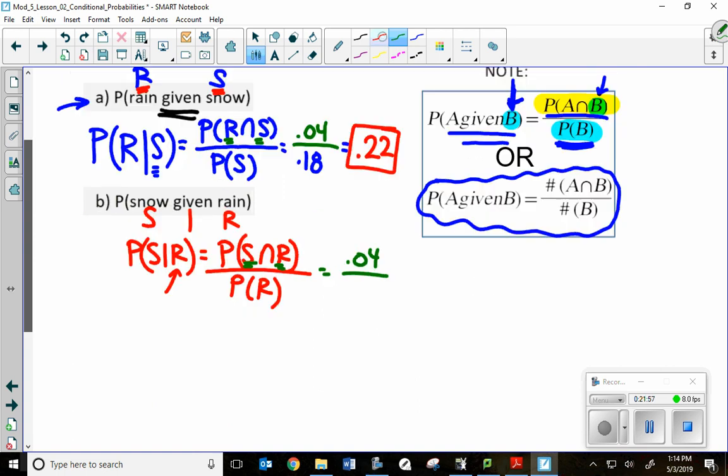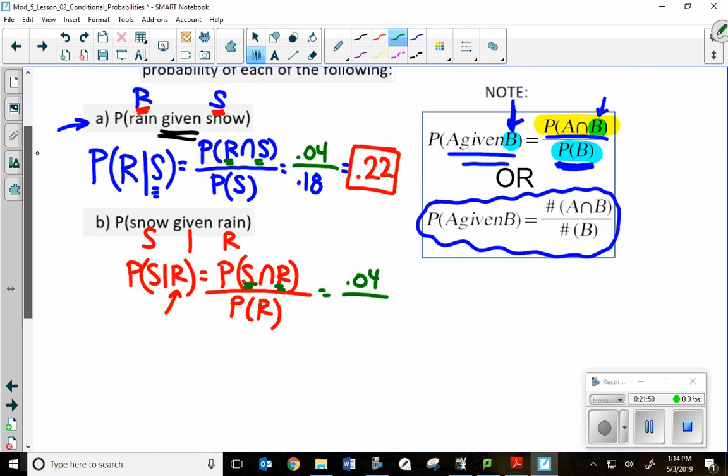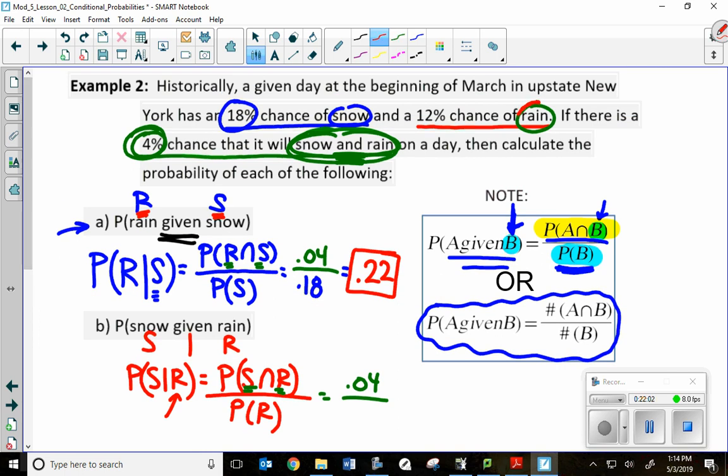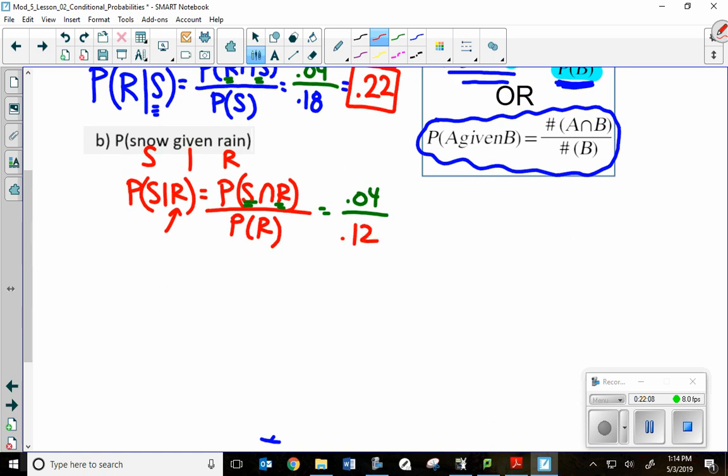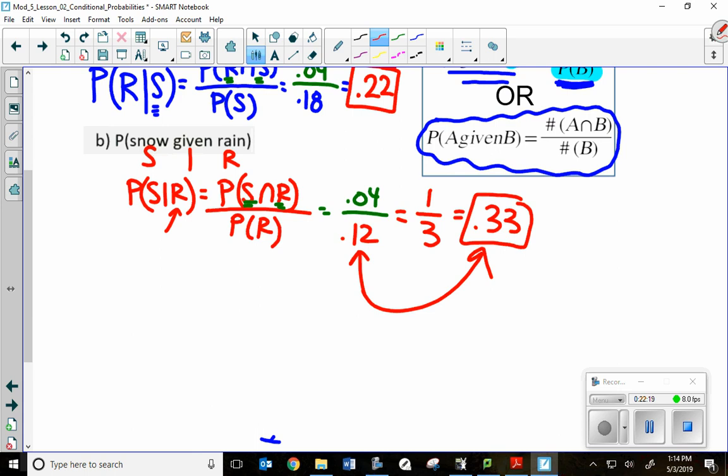Rain is 12%, so 0.12. Well, I know 4 goes into 12 three times, so 1/3, which is 0.33. If you put this in the calculator, you would absolutely get that. And they are not the same, and that's fine. They're not supposed to be the same. Maybe there's a slim chance they are, but it's not a rule that they are the same. So those aren't supposed to be the same.